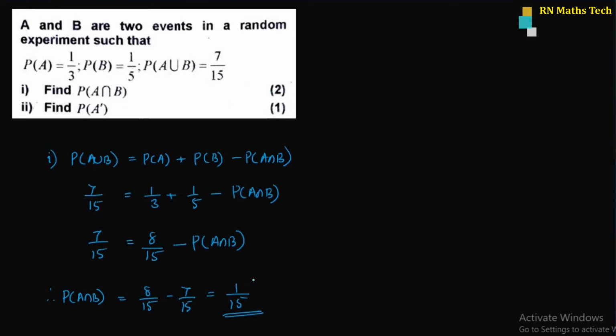Okay. Now P of A dash. P of A dash is equal to 1 minus P of A. Second part. P of A dash is equal to 1 minus P of A, that's equal to 1 minus 1 by 3, since P of A is 1 by 3, which is 2 by 3. Okay.